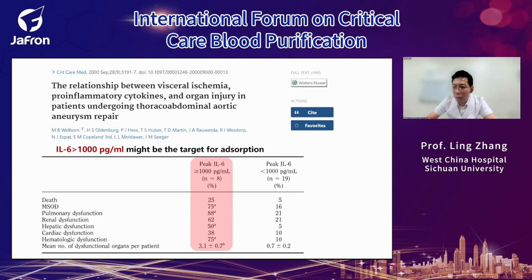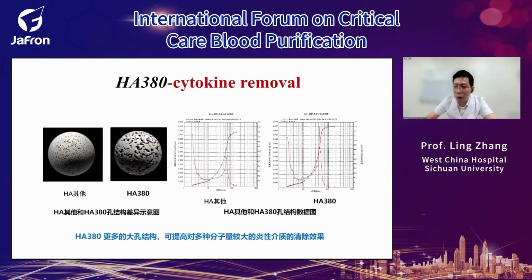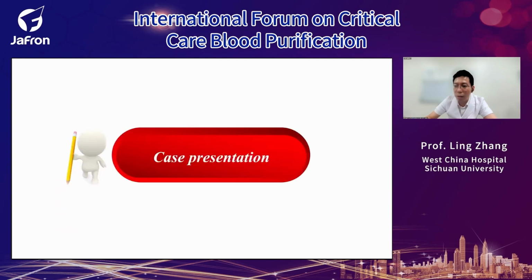So we'll talk about our experience using the HA 380. We know that this device targets cytokine removal. Also, some papers published that it can remove different kinds of interleukins, such as interleukin-6 or interleukin-1, some interleukin families. I think it's very important for us to use this kind of device. We just give one case presentation.